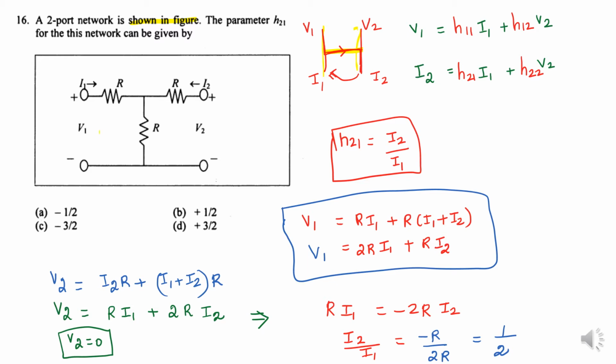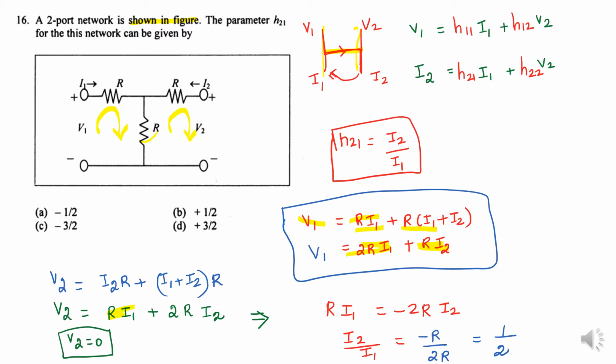First of all, loop number 1 is considered here, apply mesh analysis and write the equation. So what is V1? V1 is R into I1 plus R into I1 plus I2. So V1 equal to RI1 plus RI1, 2RI1 plus RI2. And next see the next loop. In the loop apply Kirchhoff's voltage law or mesh analysis. So here what is the equation? V2, this is the current direction, V2 equal to I2 into R plus I1 plus I2 into R. V2 equal to what? R into I1 plus 2R into I2.